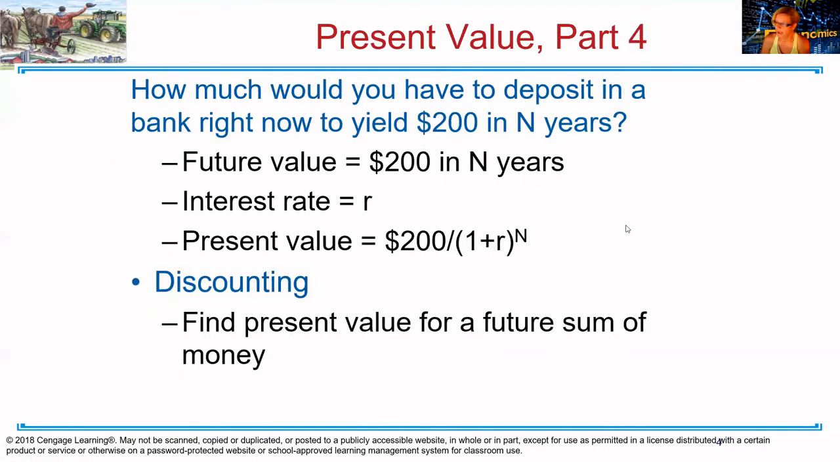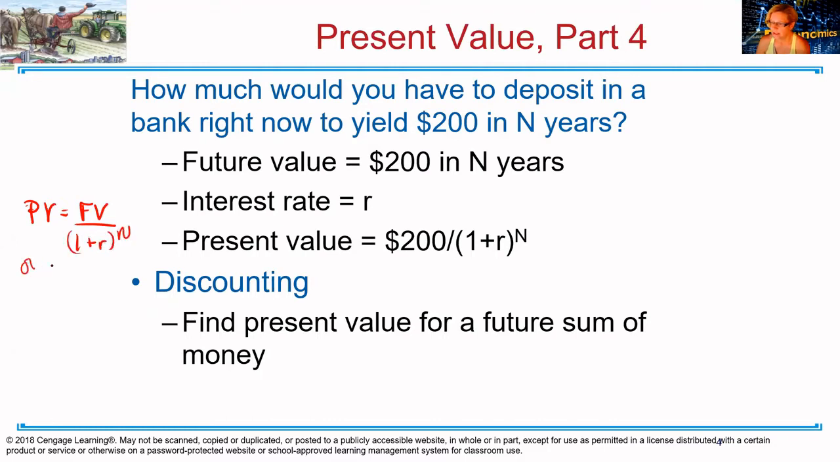How much would you have to deposit in a bank right now to yield $200 in N years? Again, there what we're going to do is calculate the present value. So the present value is going to be the future value divided by 1 plus the interest rate to the nth power.